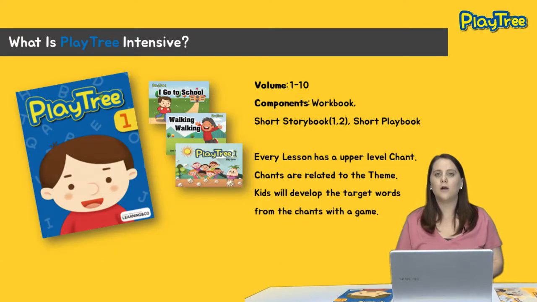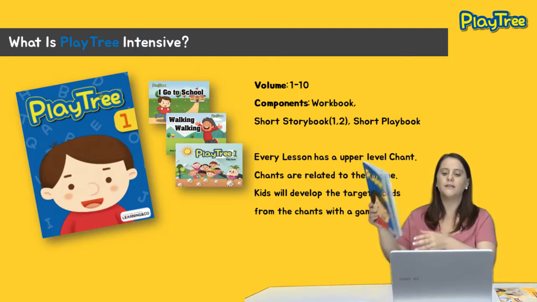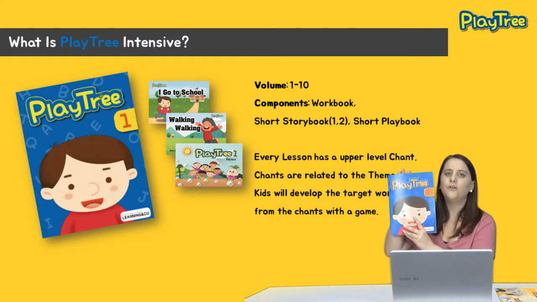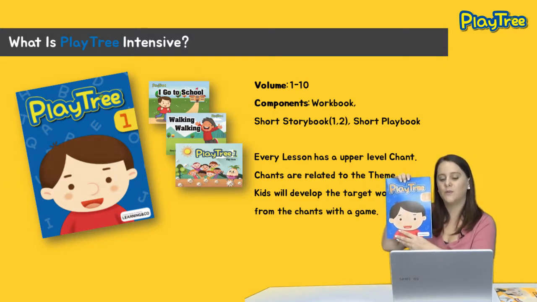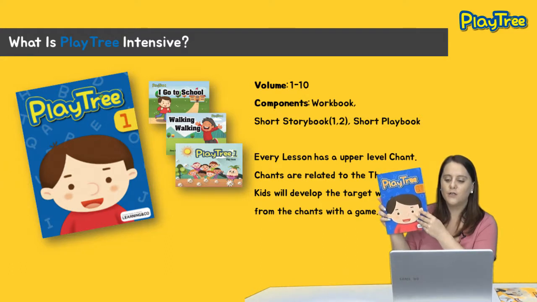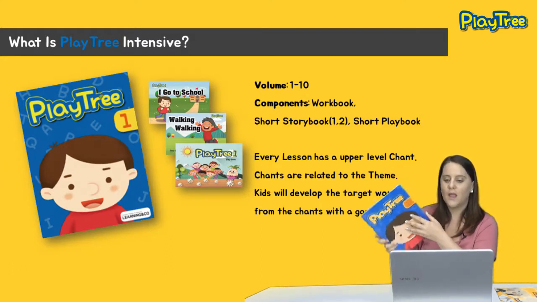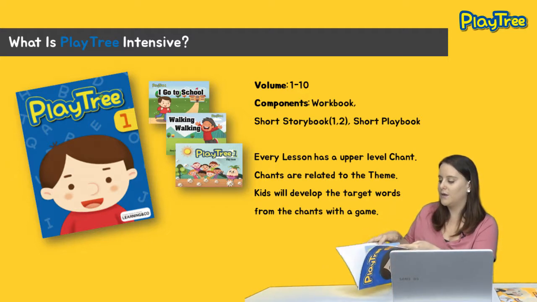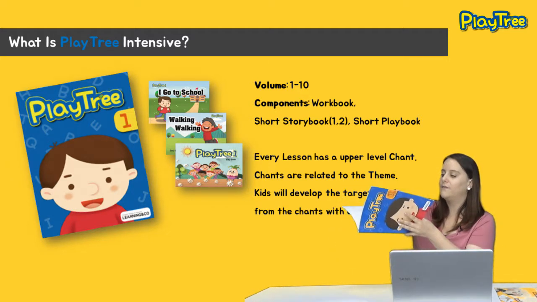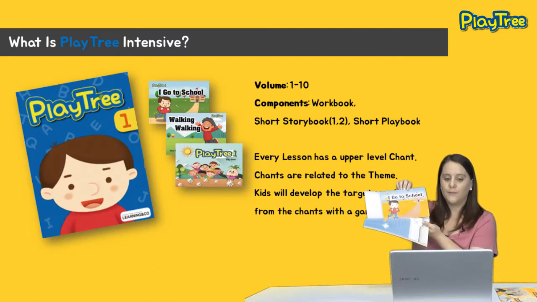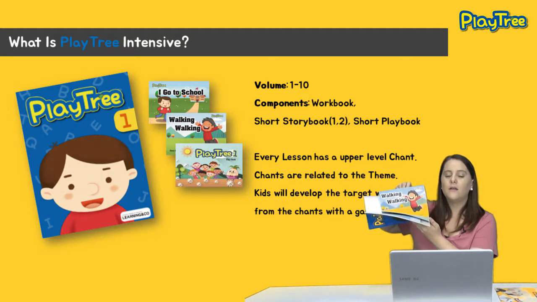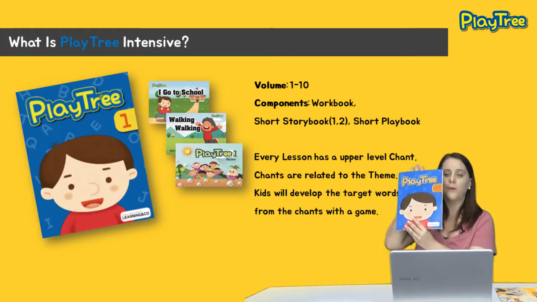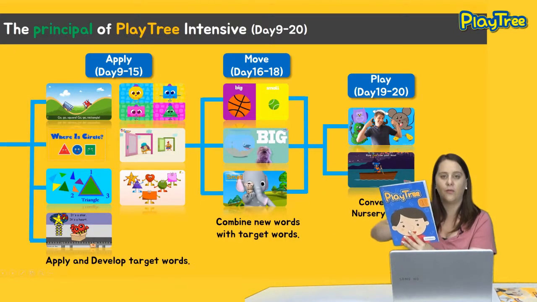Now, let's talk about the intensive course. During the intensive course, we're going to continue to use PlayTree 3. And these are examples of some of the materials you're going to use for PlayTree during the intensive course. You have your workbook, and inside the workbook we have our storybook, and we have 2 of those. Here's one, here's the second one. And then we have our playbook. So that's 4 books that should come with this: the workbook and the 3 little books that I showed you inside.